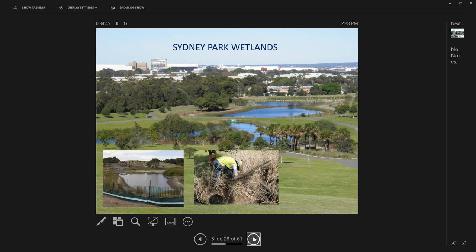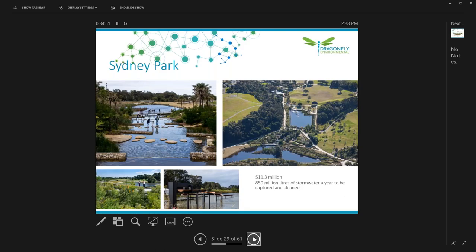Case study, Sydney Park Wetlands. This is a before picture. It's quite nice. This is an after picture. So the aesthetics was a very big part of it. This was a very costly project. It's won many international awards.